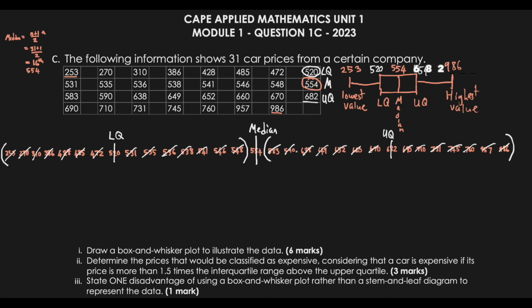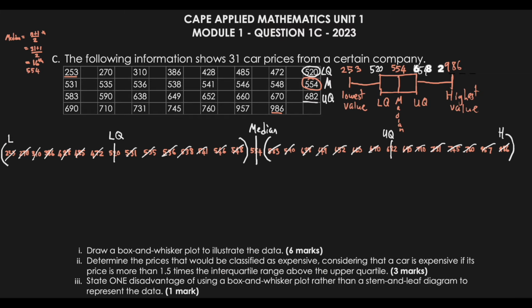So then now I have to plot all of these. So I have all my key things, my lower quartile, my median, my upper quartile. I have my highest value and I also have my lowest value. So now I can draw a box and whisker plot. Now, one thing I like to do when drawing this is try to draw it close to scale if you can.